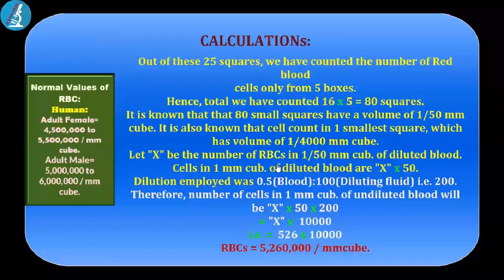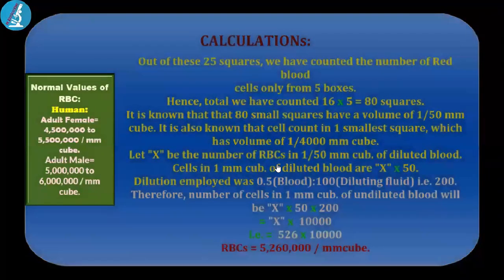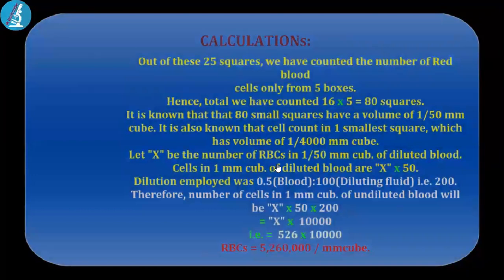So under normal circumstances, adult males have more red blood cells as compared to females. In adult females it is less, 4.5 to 5.5 million. In males, it's about 5 to 6 million red blood cells per cubic millimeter of blood, or per microliter of blood.